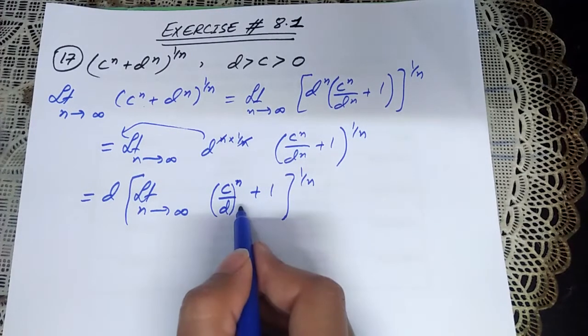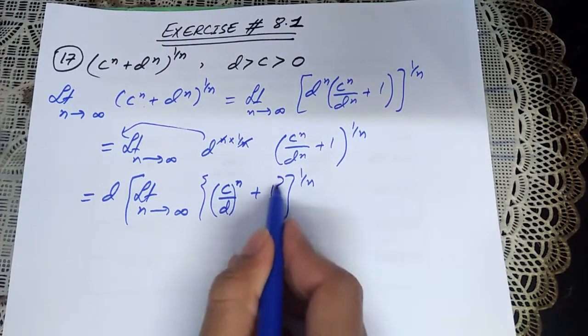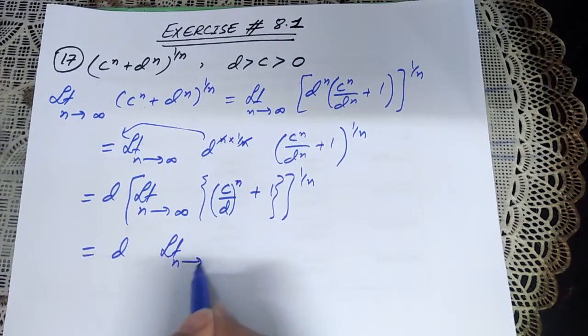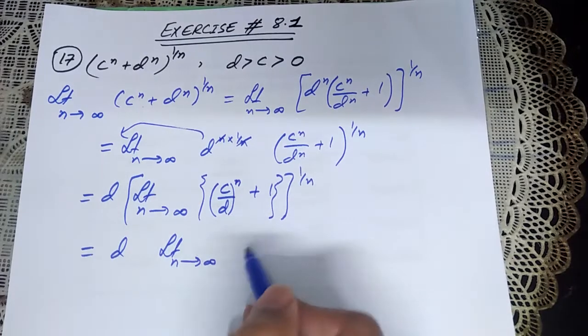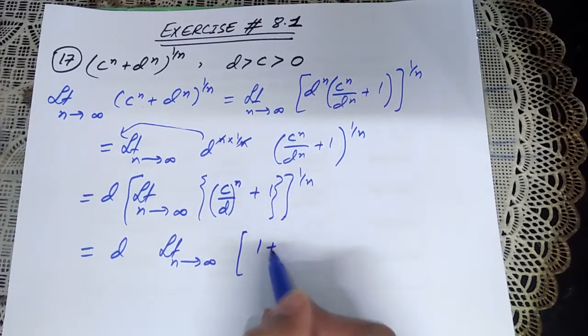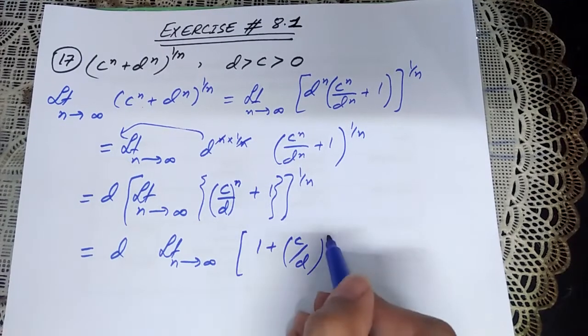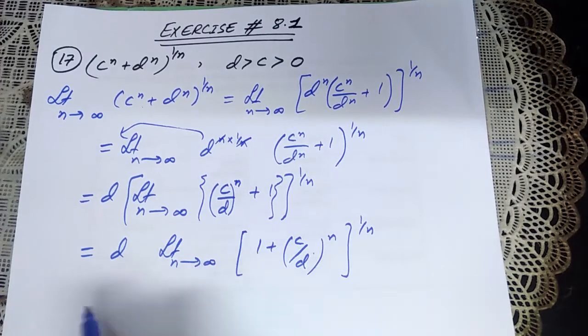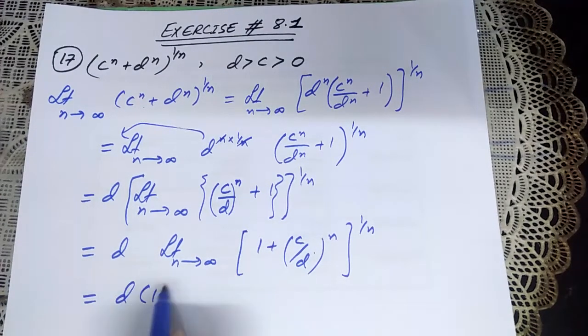So this function, that is d times the limit as n approaches infinity, you can write it like this or you can write it like this as well. It's up to you what you want to write. This is (1 plus (c over d)^n) whole raised to power 1 over n. This thing is basically equal to d into 1.